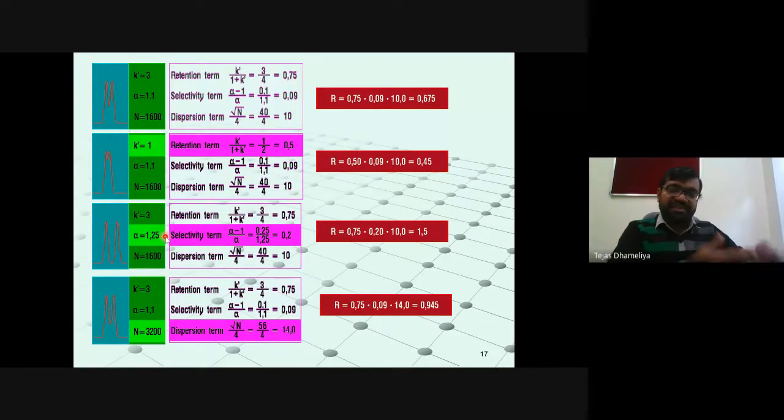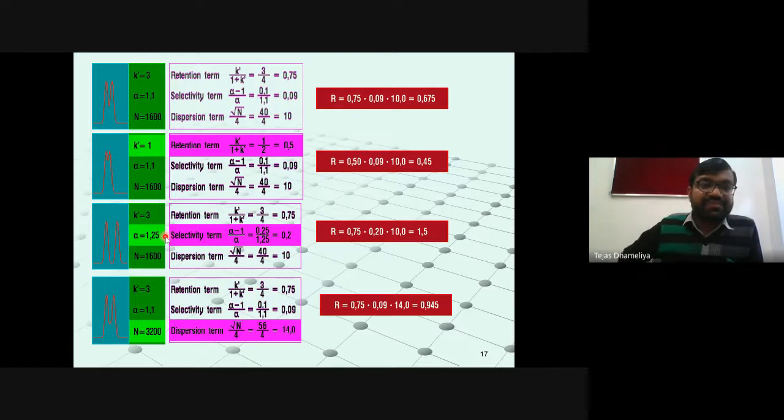for one term with another term. That tells us what can happen if the separation is increased or decreased. Let us say K dash is your retention, the capacity factor. N is the number of theoretical plates. Alpha is the selectivity term, and K dash is the retention term. The retention term, selectivity term, and dispersion terms are there. But how can they be calculated? That is provided over here.